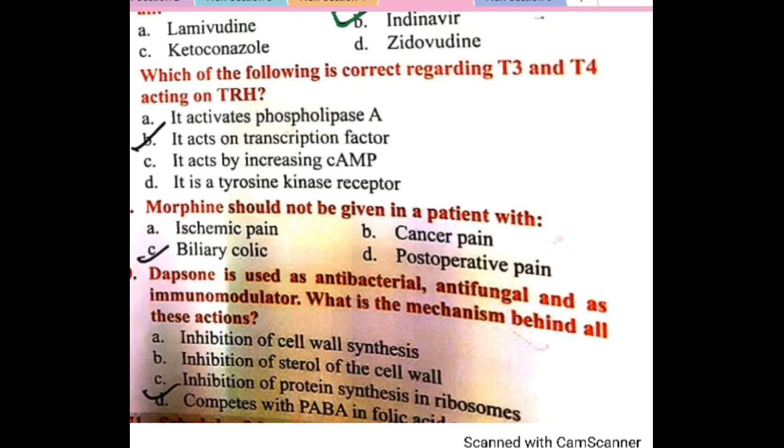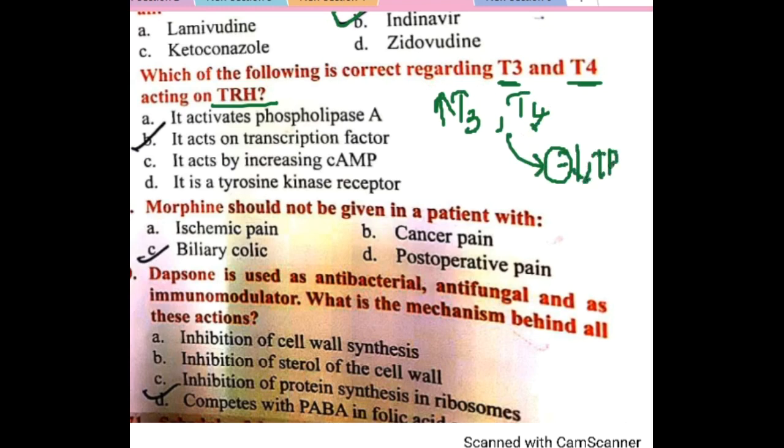Which of the following is correct regarding T3 and T4 acting on TRH? Whenever there is increased T3 and T4, then through a negative feedback mechanism it decreases TRH. And T3 and T4 are actually nuclear receptors. Because they are nuclear receptors, they act by transcription factors.